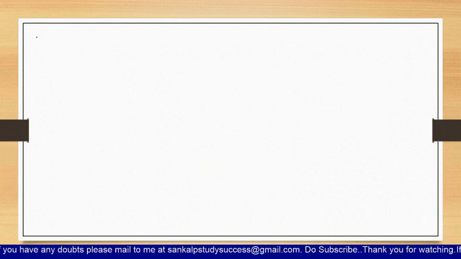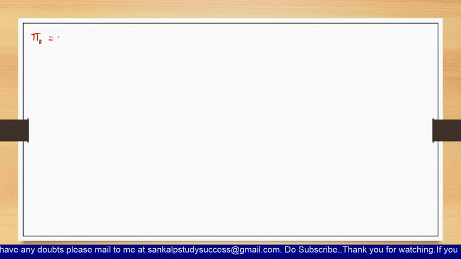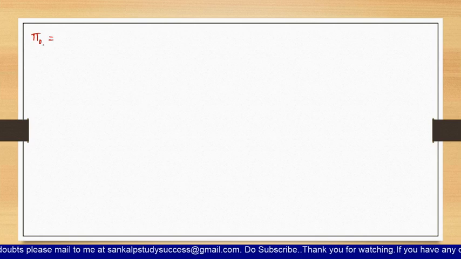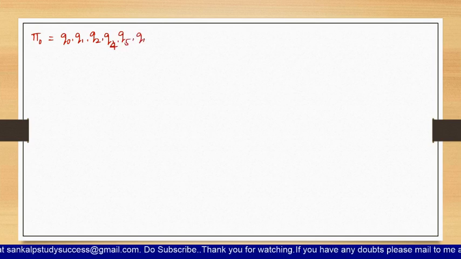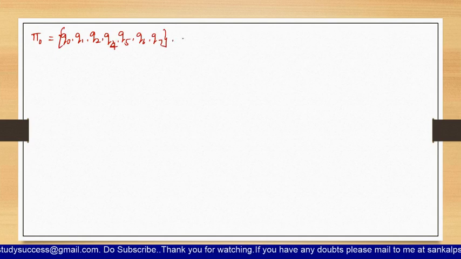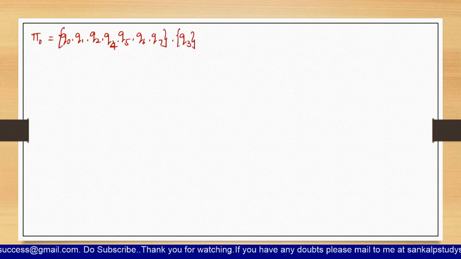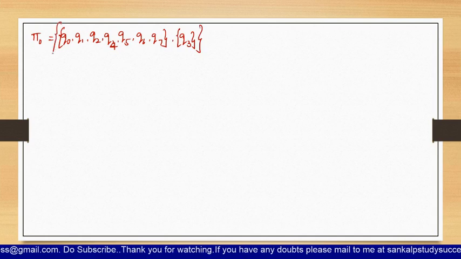So let us write pi 0. We have only Q3 as the final state, so every remaining state is a non-final state. Q3 is the final state, so we are not going to write it in the first set. We write Q0, Q1, Q2, Q4, Q5, Q6 and Q7. This is one set which consists of only non-final states, and Q3 is the final state. This is our pi 0. Now we are going to construct pi 1. So how do we construct pi 1?